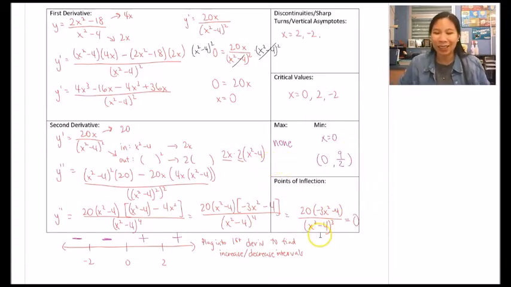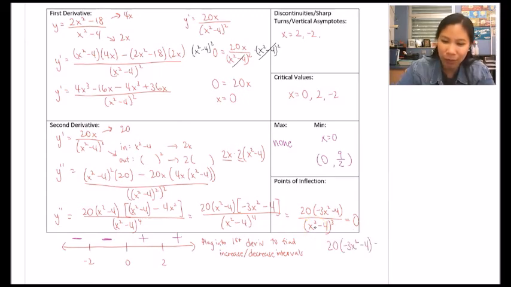Okay, so I can multiply both sides by the x squared minus 4 raised to the 3rd power, and that'll cancel out the denominator. So really I'm going to end up with 20 times negative 3x squared minus 4 equals 0. And then I can divide both sides by 20. Cool. And then I'll have negative 3x squared minus 4 equal to 0 now. Let me solve for x by adding 4 to both sides. I end up with x squared equals negative 4 over 3.